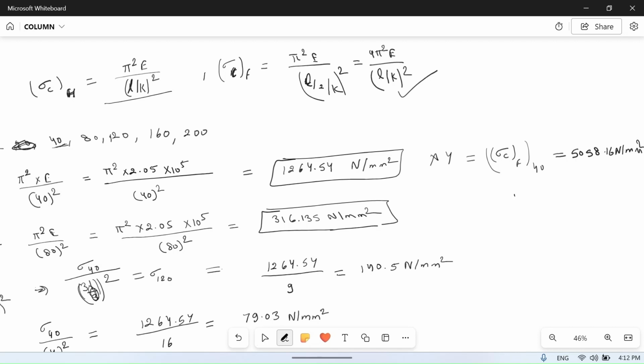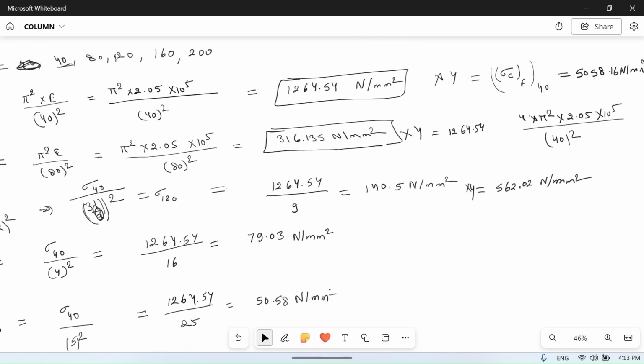Alternatively, you can also calculate it by keeping the values in the formula: 4 into pi square into E, 2.05 into 10 to the power 5, divided by L by K is 40, so 40 square, or just multiply by 4. Okay, so you will get all the values. Here you will get, in case of both ends fixed, 1264.54, if you multiply it by 4, then you will get 562.02. Here also you can multiply by 4, here also multiply by 4. So like this you can get all the answers.